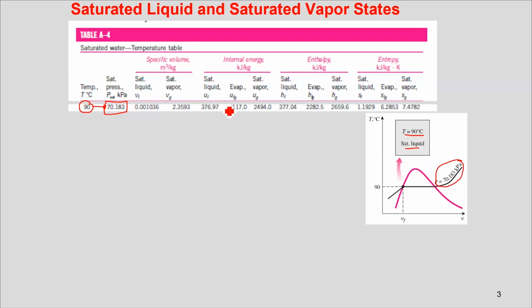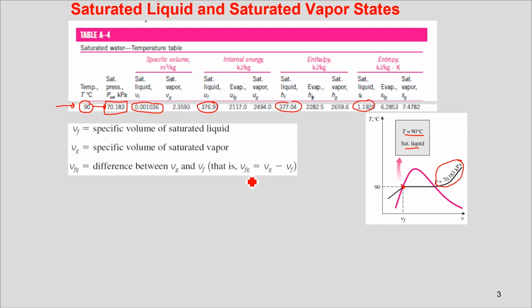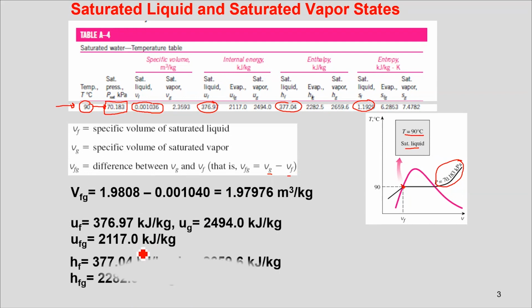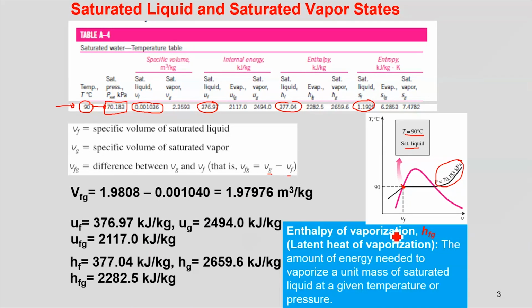All the properties relevant to this temperature, and for this saturated liquid state, are represented by vf, uf, hf, and sf. So if you want to find out the vfg, you have to take the difference between vg, the saturated vapor state, and the saturated liquid state. Similarly, ufg and hfg are given to you in the table. hfg is essentially the property that represents the amount of heat required to evaporate saturated liquid to saturated vapor per unit mass. This is the latent heat of vaporization.